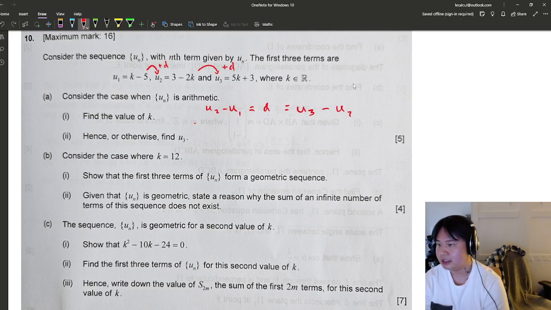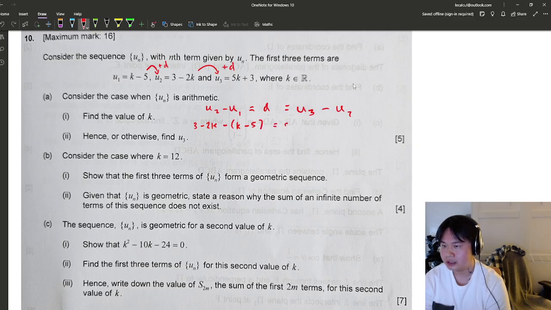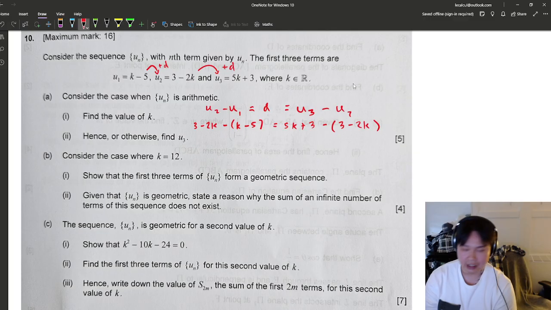So let's see. U2 is 3 minus 2k. We're going to subtract U1, which is k minus 5. This is equal to U3, which is 5k plus 3, subtract U2, 3 minus 2k. And then you see we have an equation for k. We figure out what k is.